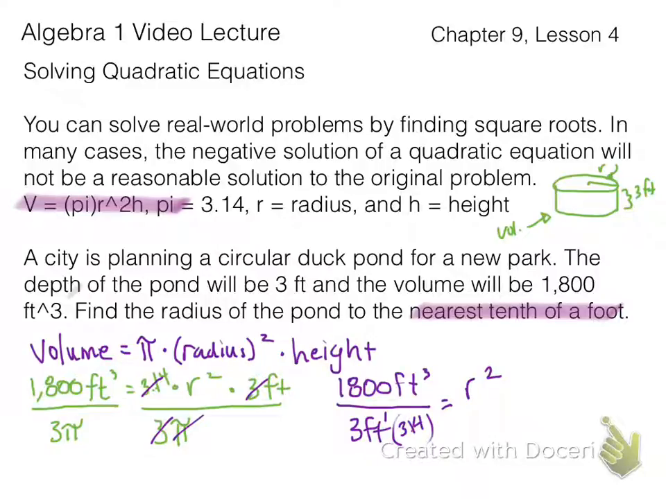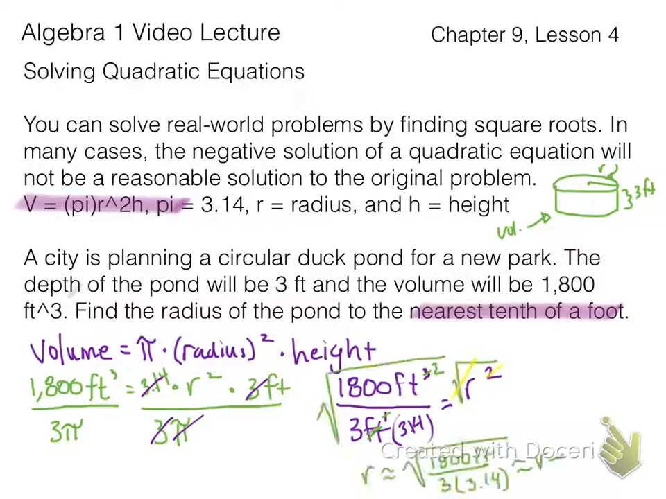Just remember that if you have the same thing on the top and the bottom, you can cancel out what you have the same of. Since I have feet cubed on the top and feet to the first on the bottom, I can cancel them out and get feet squared on the top, and the foot down here cancels out. Gone.